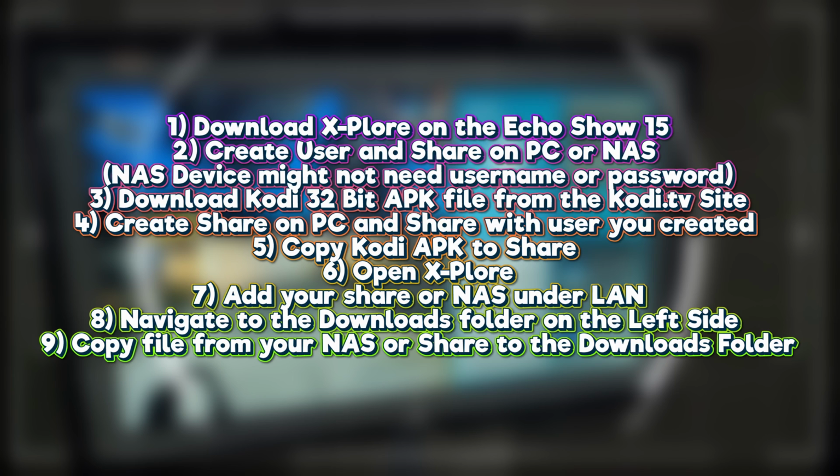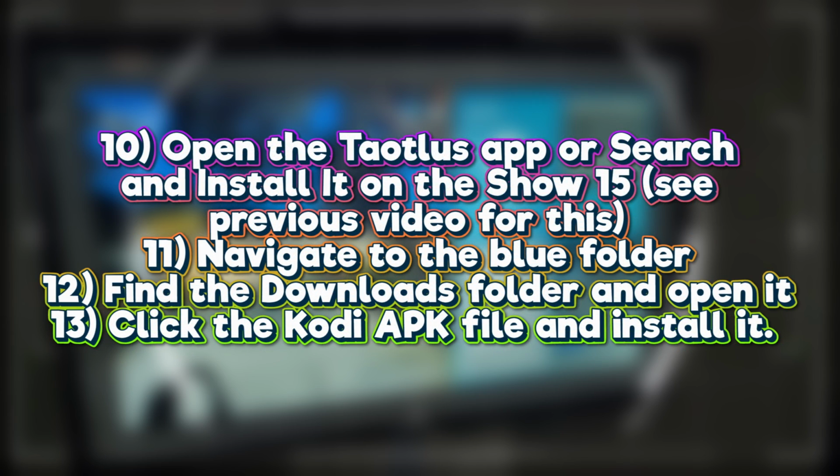Next, on your Echo Show 15, open that X-plore app that you installed earlier. Now, add your share or NAS device under LAN in X-plore. Then navigate to the Downloads folder on the left side, and proceed to copy your file from your NAS or share to the Downloads folder. Next, you're going to want to open the Totally app, or search and install it on the Echo Show 15. You can see my previous video for instructions on how to do this. Now, navigate to the blue folder once you open the Totally app. Find the Downloads folder and open it. And then click the Kodi APK file you previously copied over and install it. And that should do it.